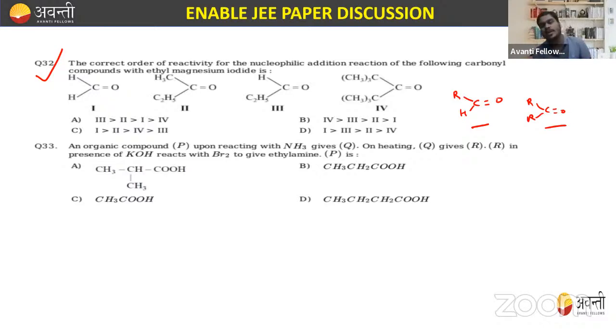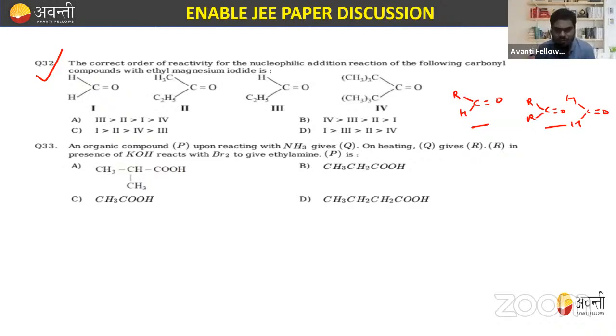Similarly, formaldehyde is more reactive than aldehyde as well, because in formaldehyde there is no R group, right? Only H is present. It means formaldehyde is more reactive even than aldehyde. It means the reactivity depends upon the number of R groups. As the number of R groups, or we say alkyl groups, increases, the reactivity of the carbonyl compound decreases, right? So just use this concept and try to find the answer for this question.